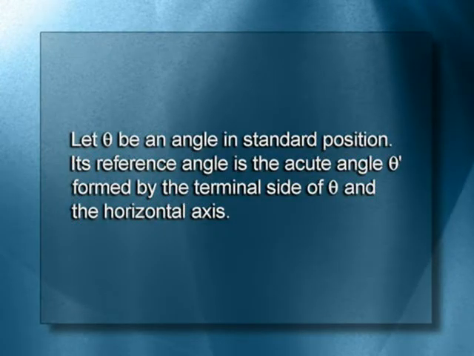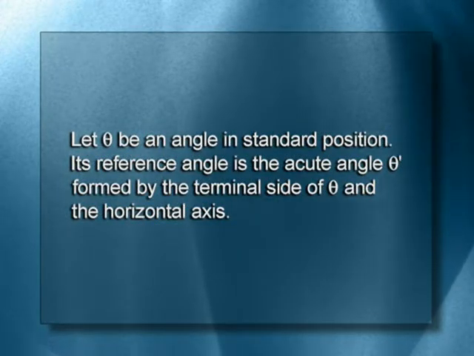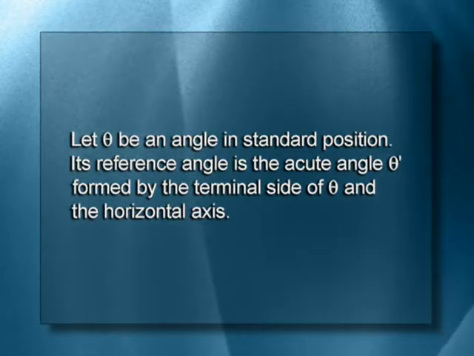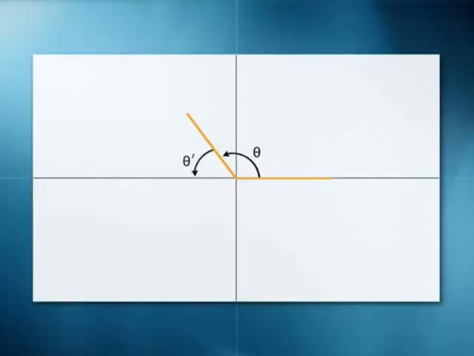Let theta be an arbitrary angle in standard position. Its reference angle is an acute angle, which I'll call theta prime. The reference angle is formed by the terminal side of theta and the horizontal axis. A picture will explain this much better than the words. Here I've drawn an arbitrary angle theta. It happens to be in the second quadrant. The corresponding reference angle is the acute angle that line forms with the x-axis, and I've drawn it there, and that's an acute angle, isn't it?